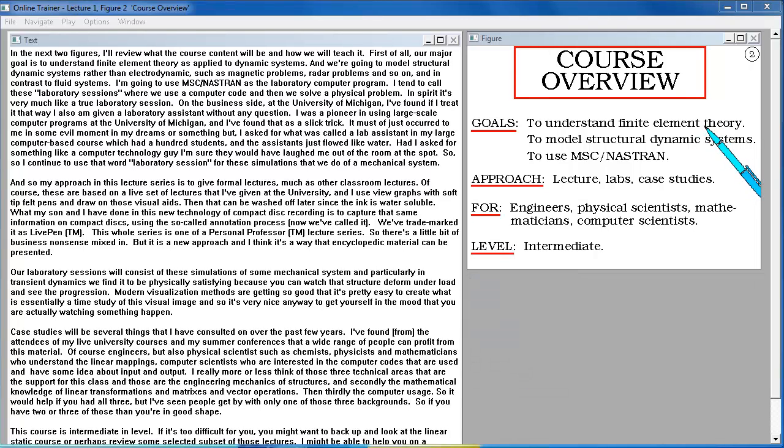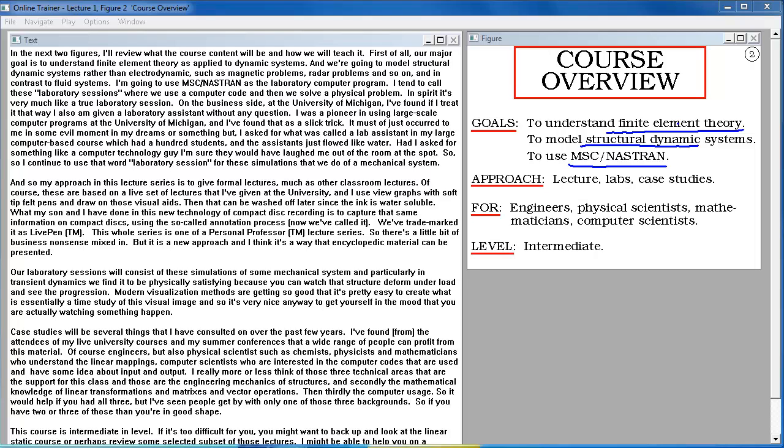First of all, our major goal is to understand finite element theory as applied to dynamic systems. And we're going to model structural dynamic systems rather than electrodynamic, such as magnetic problems, radar problems, and so on, and in contrast to fluid systems. I'm going to use MSC Nastran as the laboratory computer program. I tend to call these laboratory sessions where we use a computer code and then we solve a physical problem. In spirit, it's very much like a true laboratory session.